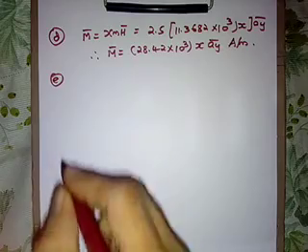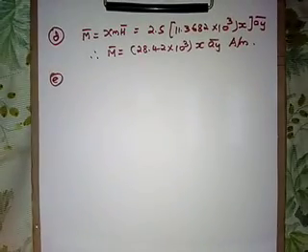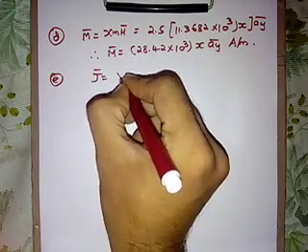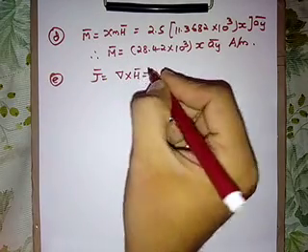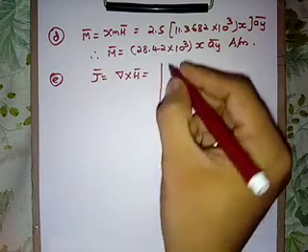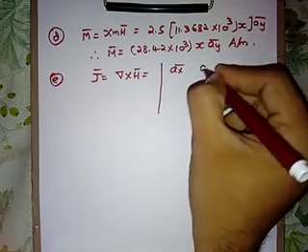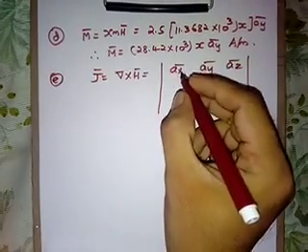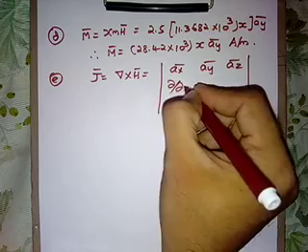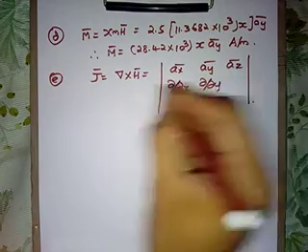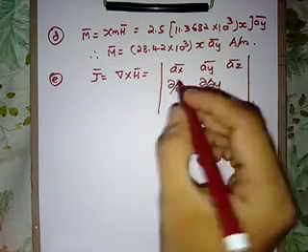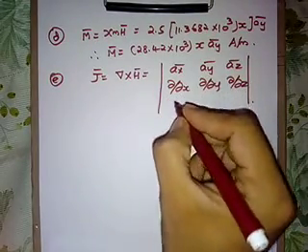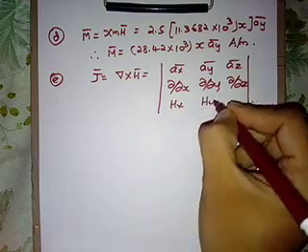Next, current density. They have asked current density J bar. So what is the formula? J bar is given by del cross H bar. So that is the determinant of a_x bar, a_y bar, a_z bar; dou by dou x, dou by dou y, dou by dou z; then Hx, Hy, Hz. So this is how we are finding the curl, is it not?